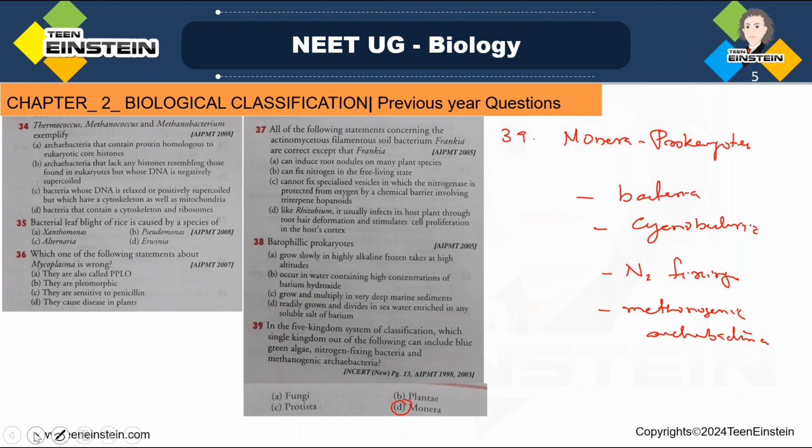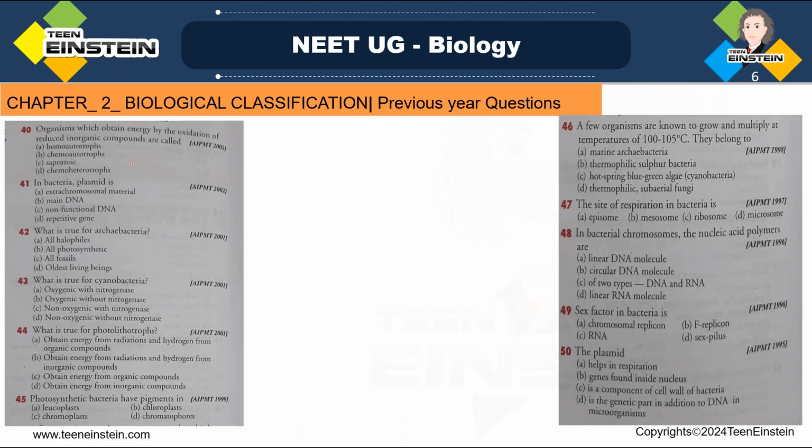Next, question number 40. Organisms which obtain energy by the oxidation of reduced inorganic compounds are called. Four options are there: homoautotrophs, chemoautotrophs, saprozoic, chemoheterotrophs. So organisms which obtain energy by the oxidation of reduced inorganic compounds. Here the answer is B, chemoautotrophs.